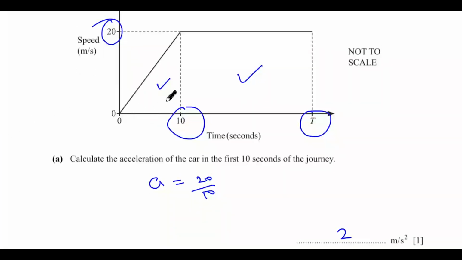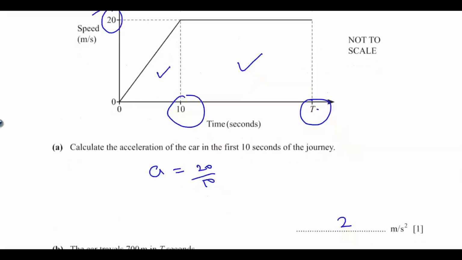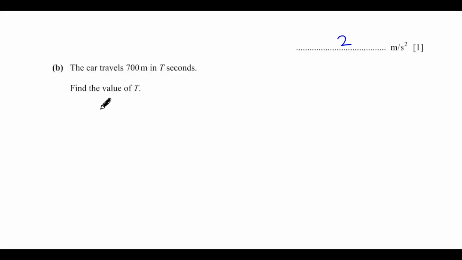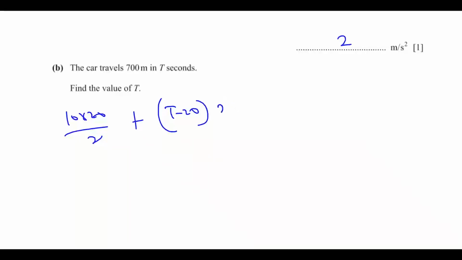For the triangle, it will be base, that is 10, times height, 20, divided by 2. For the rectangle, we don't know the distance here, so we'll say t minus 10, times 20. That's length times width. This should be equal to the total distance covered, 700 meters.